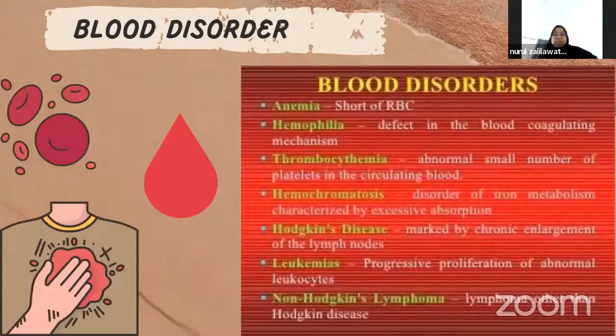Next slide. Other than that, we also have thrombocytopenia, which is an abnormally small number of platelets in circulating blood. Hemochromatosis refers to a disorder of iron metabolism characterized by excessive absorption. Hodgkin disease is marked by chronic enlargement of lymph nodes. Leukemia is a progressive proliferation of abnormal leukocytes. And the last one is non-Hodgkin lymphoma, which is lymphoma other than Hodgkin disease. Next slide.